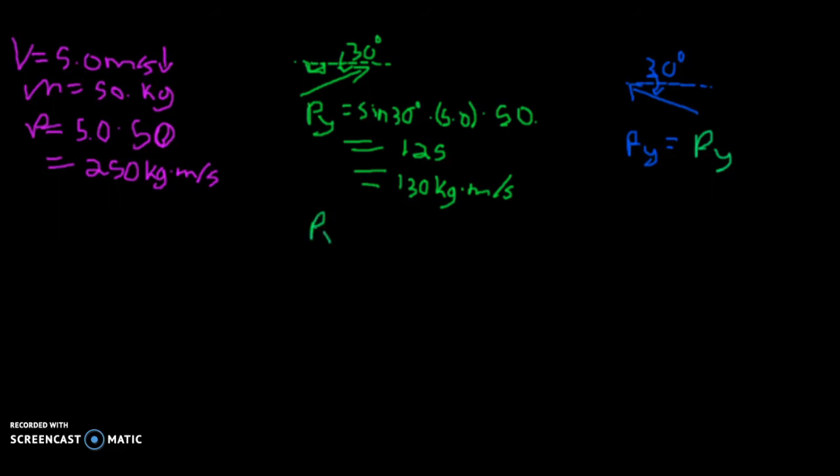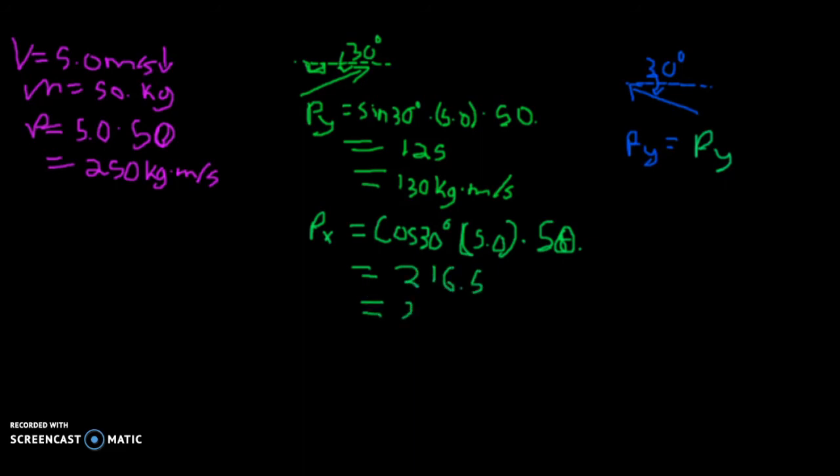Now, in the x, Buttercup's momentum is the cos of the angle times the speed by the mass. So cos 30 times 5 meters per second times 50. So Buttercup's momentum in the x becomes 216.5 kilograms times meters per second right, or of course with sig figs, 220 kilograms times meters per second. Bubbles' momentum in the x, coming in the opposite direction, would be the same magnitude in the negative. So let's put that down. Bubbles' momentum in the x is equal to negative Buttercup's momentum in the x.